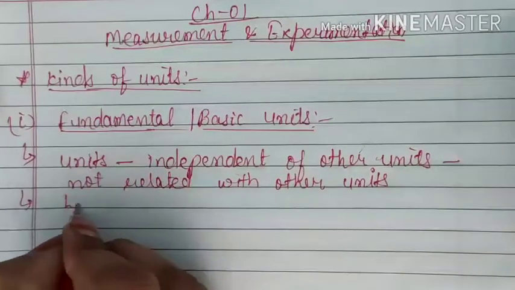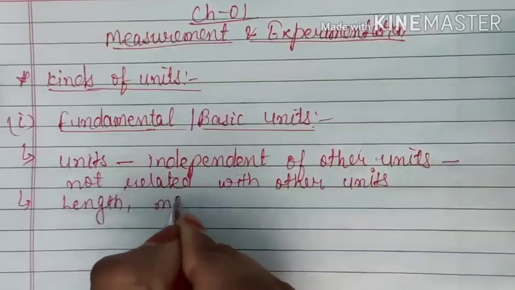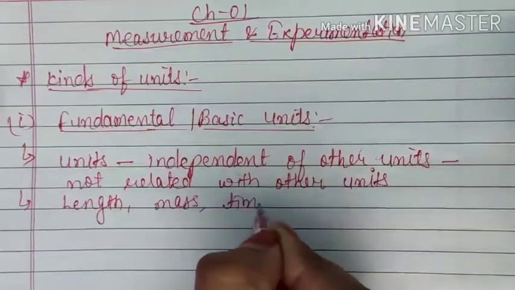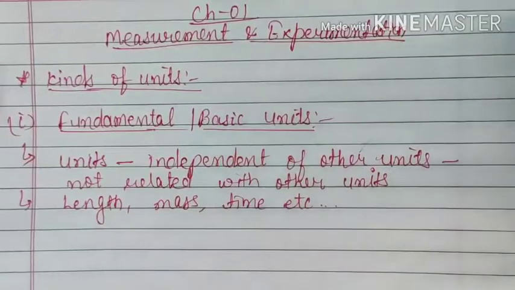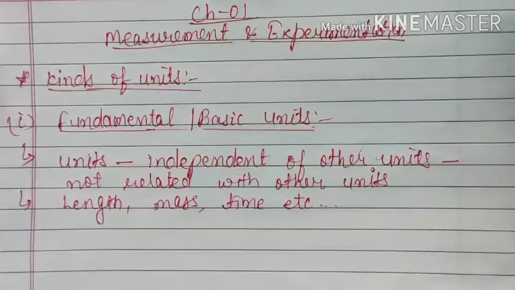Some examples are given here, that is length, mass, time. These are known as fundamental units. Not a lot actually, they are countable only. So we have to learn all these fundamental units, because our other type of unit, the derived unit, we will derive with the help of fundamental units. So first we should know which physical quantities are fundamental. Then with the help of those fundamental units we will derive derived units.